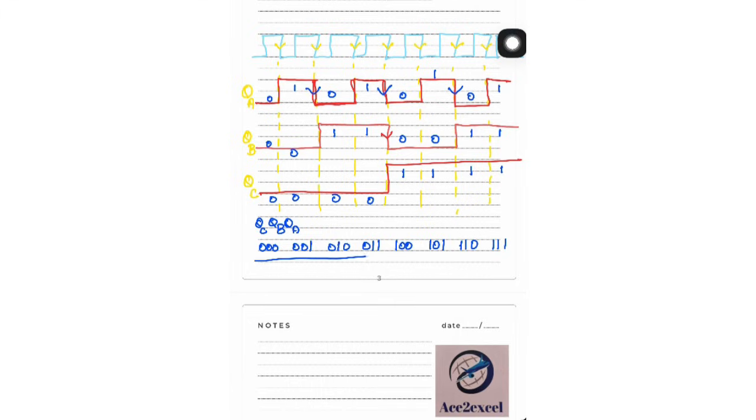How many states? 8 states. Type of counter? Mod 8. Asynchronous up counter.